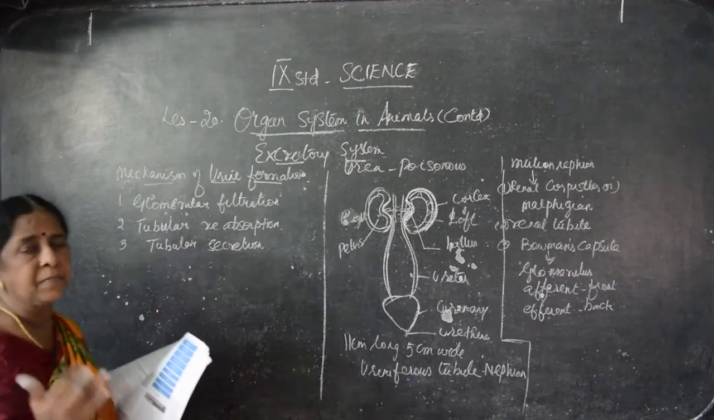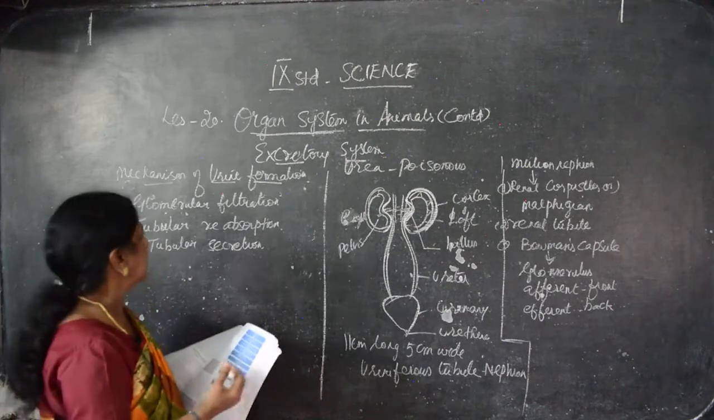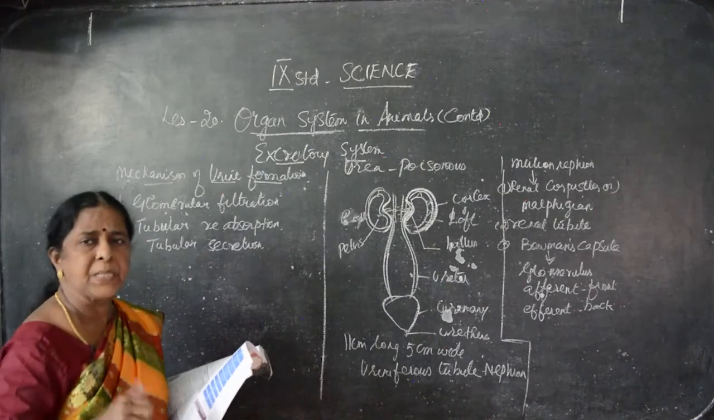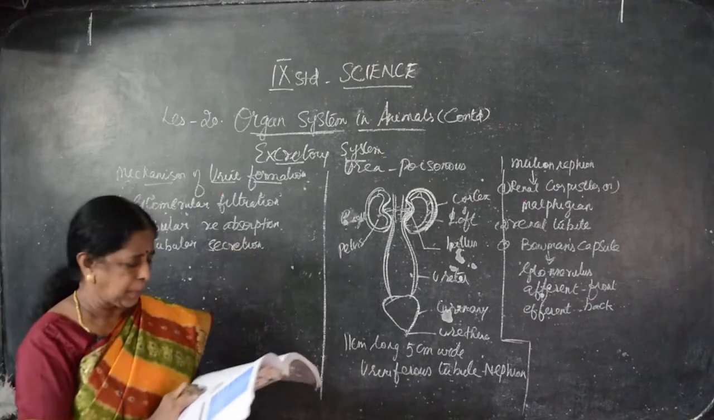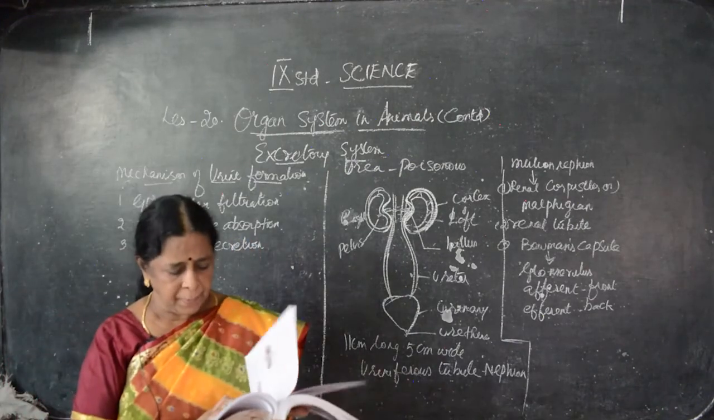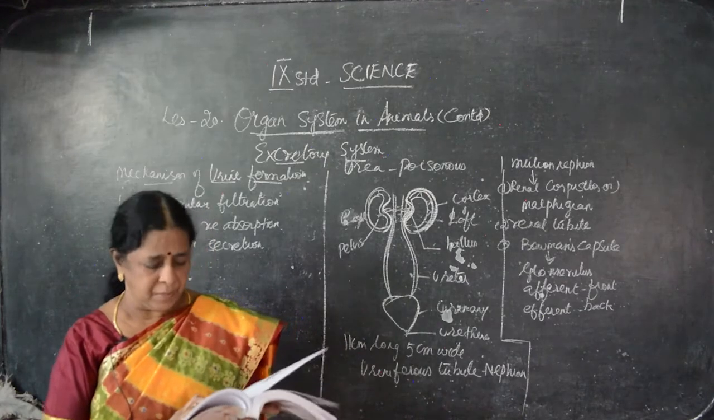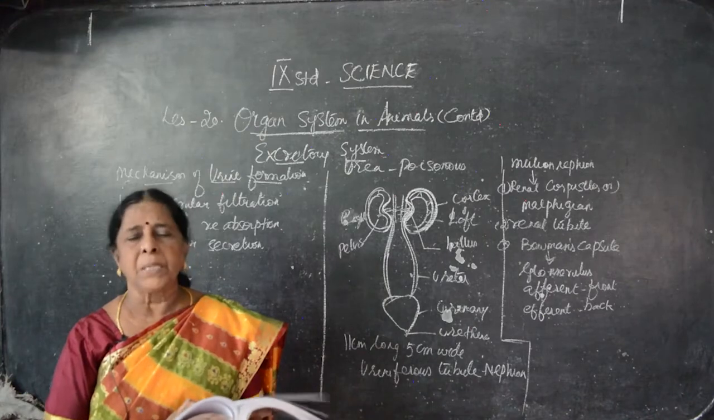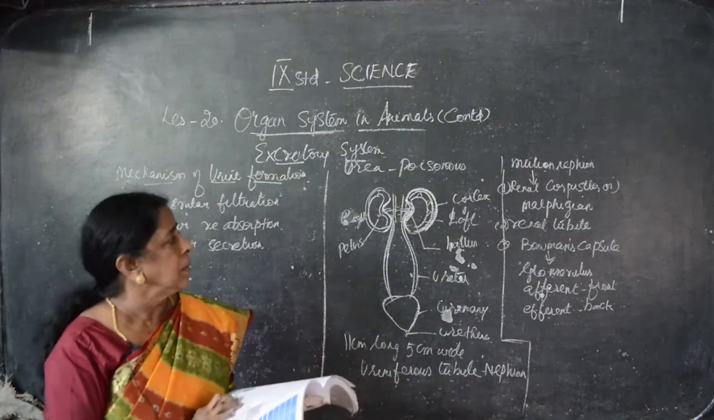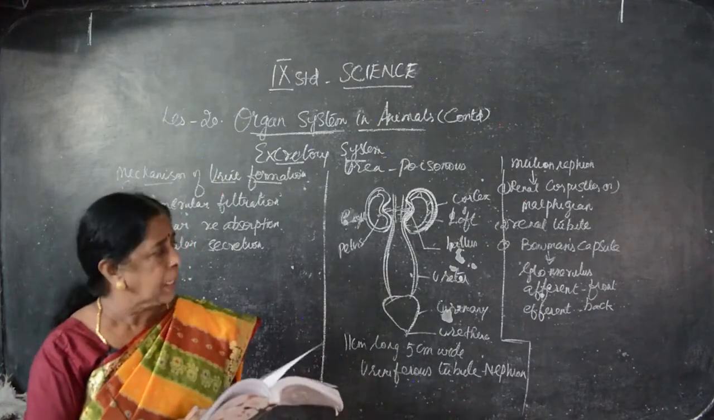First filtration, where waste materials are filtered, then they are absorbed. Reabsorbed means what? Again it is absorbed, and finally secreted. We'll see what the processes are. Glomerular filtration. Urine formation begins with the filtration of blood through the epithelial walls of the glomerulus and Bowman's capsule. First stage is Bowman's capsule and glomerulus.